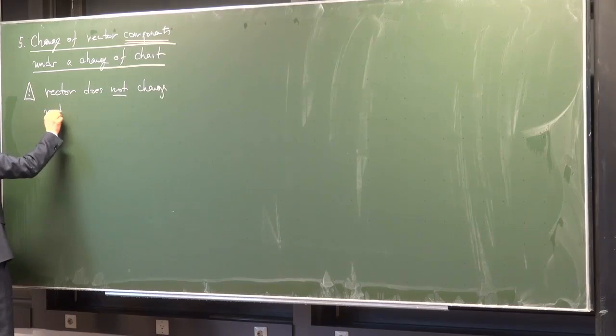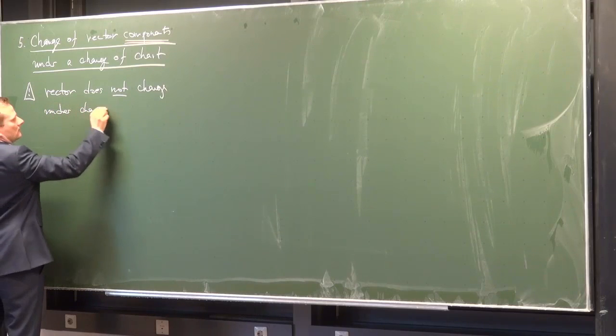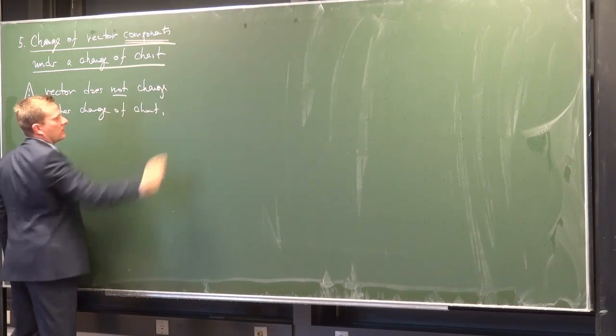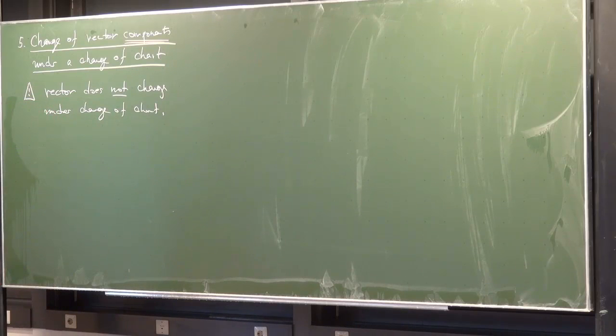So I emphasize, a vector or tangent vector does not change under change of chart, simply because it's defined independently of chart. How would it change under a change of chart? So let's see how that works.